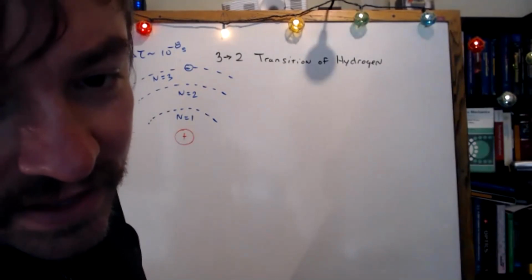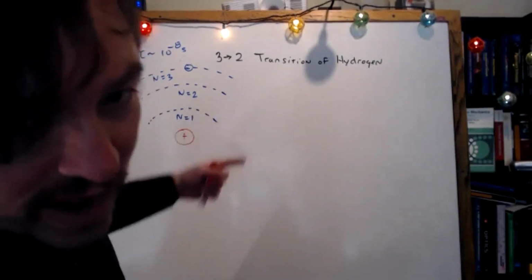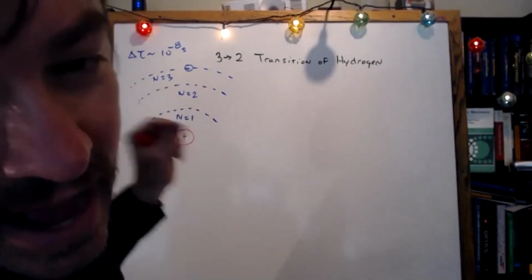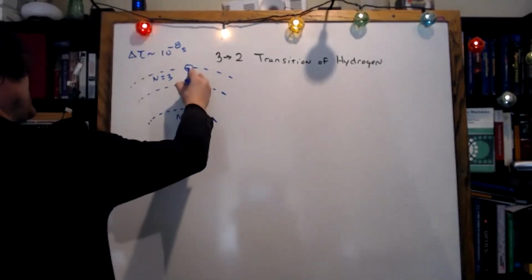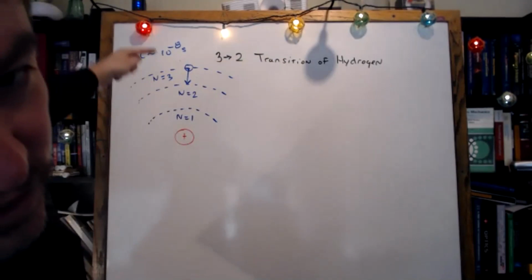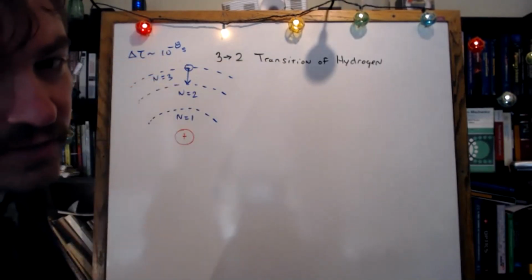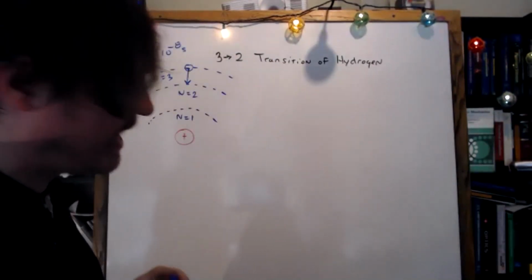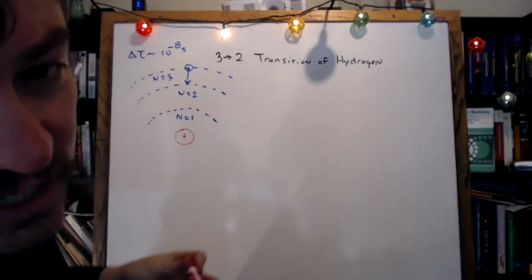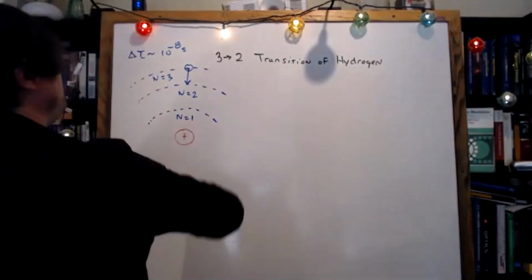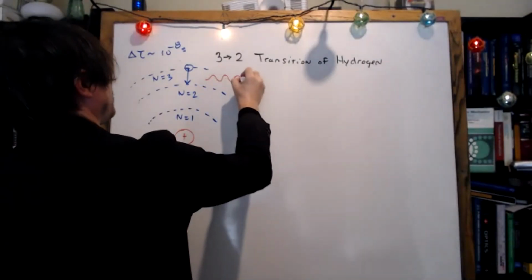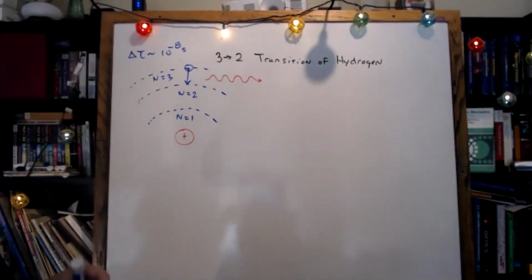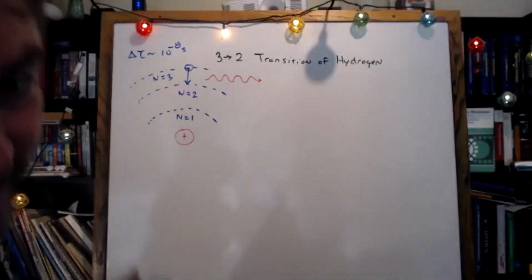And after 10 to the minus 8 seconds, the electron has gotten tired, and it's going to drop. In this case, although it could drop right to n equals 1, this particular electron happens to drop to n equals 2. That's why we call it the 3-to-2 transition of hydrogen, because an electron drops from the third orbit to the second orbit. When it does so, it is going to release a tiny amount of potential energy. And the only way for that energy to be conserved is if the energy is emitted in the form of a microscopic photon, a little particle of light, which has a very unique energy, a very unique wavelength, and a very unique frequency.